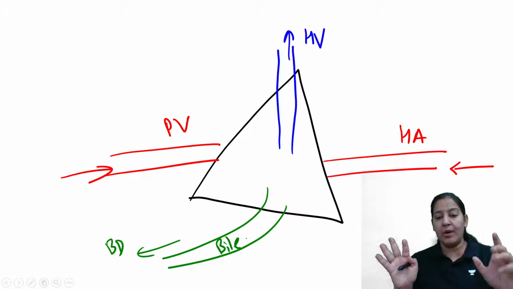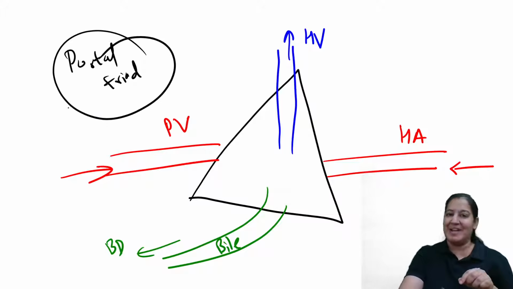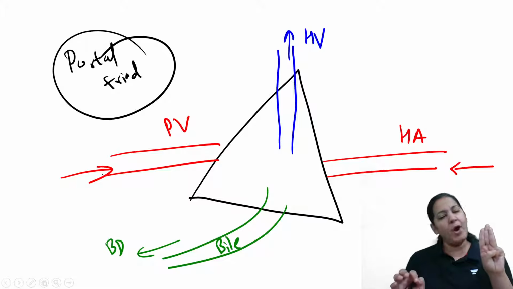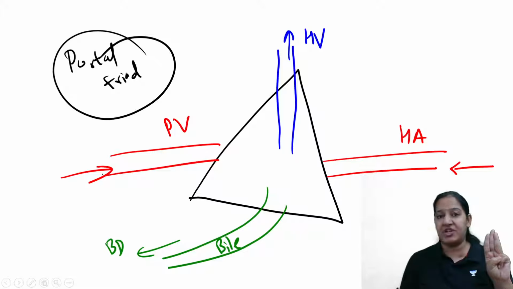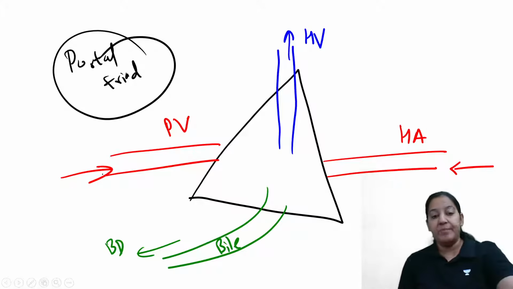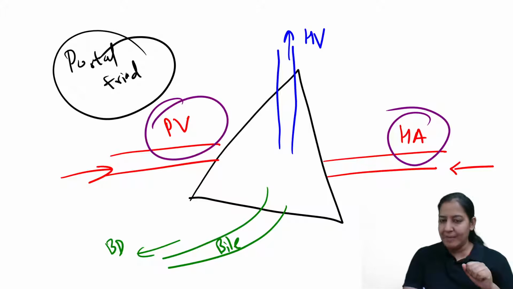Now I want to explain to you the concept of portal triad. What is portal triad? Among the four things, three are best friends. They always travel together. They never leave each other alone. The three travel as a tripod. Which three? You can see four things here now. The three are best friends. Which three? So it's hepatic artery, portal vein, the dual blood supply.